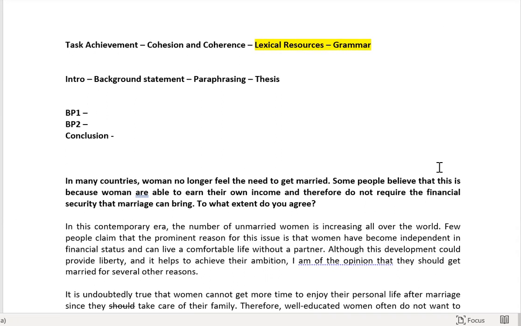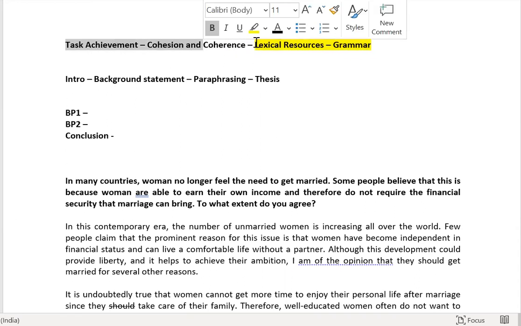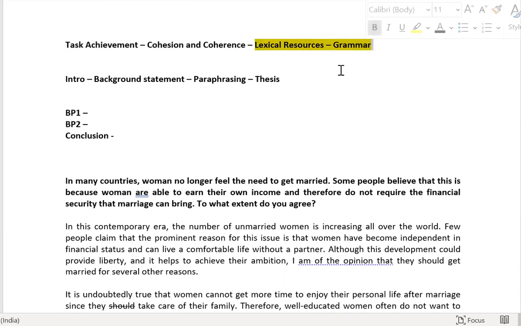This is a major portion for most of the students. If they do well in this and are just average in lexical resources, they'll get a 7 band. But if they are average in lexical resources and do not do well in task achievement and cohesion, coherence, it's very difficult to get a 7 band.